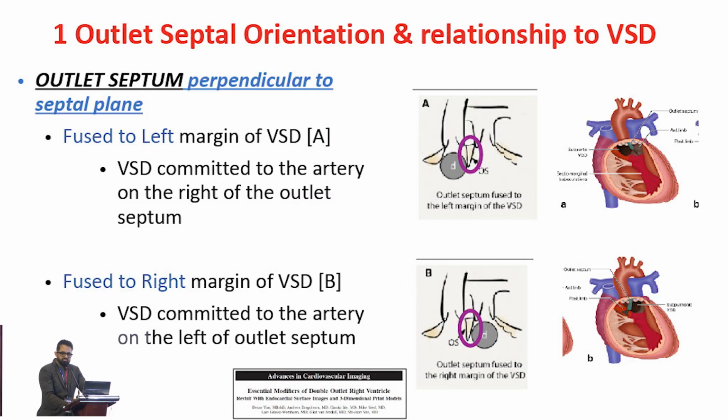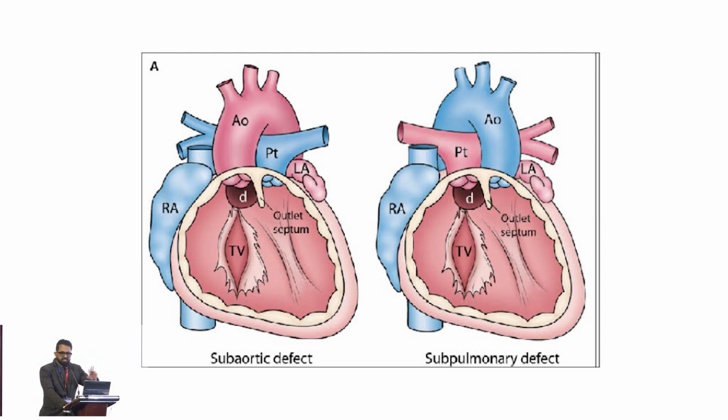The most important modifier that they've described is the outlet septal malalignment. The outlet septum can be malaligned, number one, in a perpendicular fashion. If the outlet septum is malaligned in a perpendicular fashion in a way that it is attached to the leftward aspect of the ventricular septal defect, as you can see in cartoon A, then the VSD gets committed to whichever artery is on the right side, which in this case is the aorta. And if the VSD is to the left of the malaligned septum, then the artery on the left is the one that gets committed. And these arteries could either be the aorta or the pulmonary artery on either side.